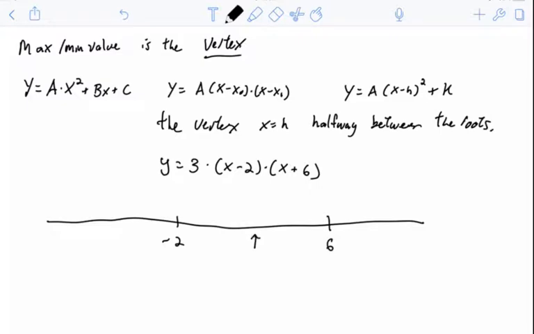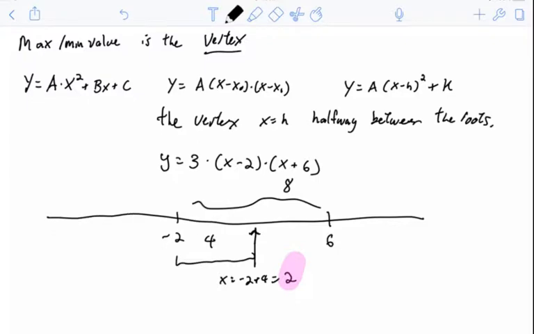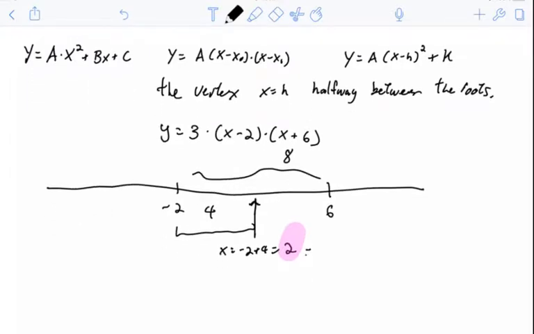So this overall distance here is 8. So halfway, half the length of 8, is 4. So this distance here is 4. And so this location must be x equal to minus 2 plus 4, which is 2. The maximum point must be at x equal 2. And so that must be your value of h. How do you figure out the value of k?